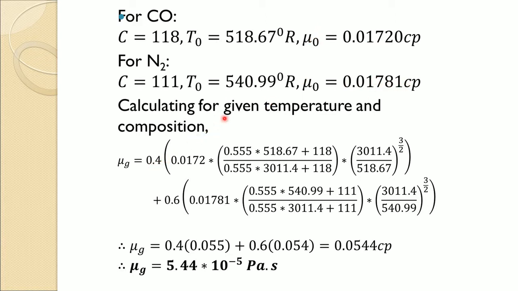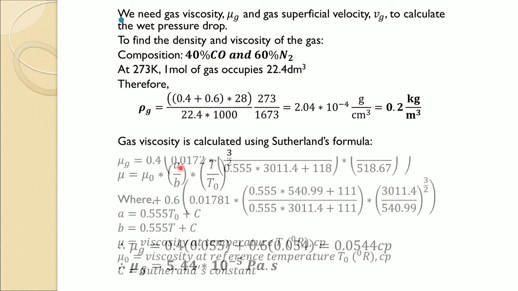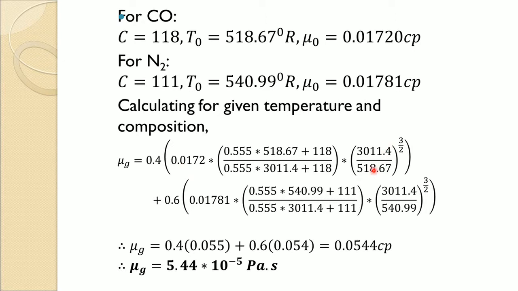So, then we can calculate for the given temperature what would be the viscosity. So, 0.4 is the CO fraction, 0.6 is the nitrogen fraction, and based on these values which are given above and putting into this formula, at constant temperature, we get the viscosity of the gas as about 0.0544 centipoise, and that is also given.